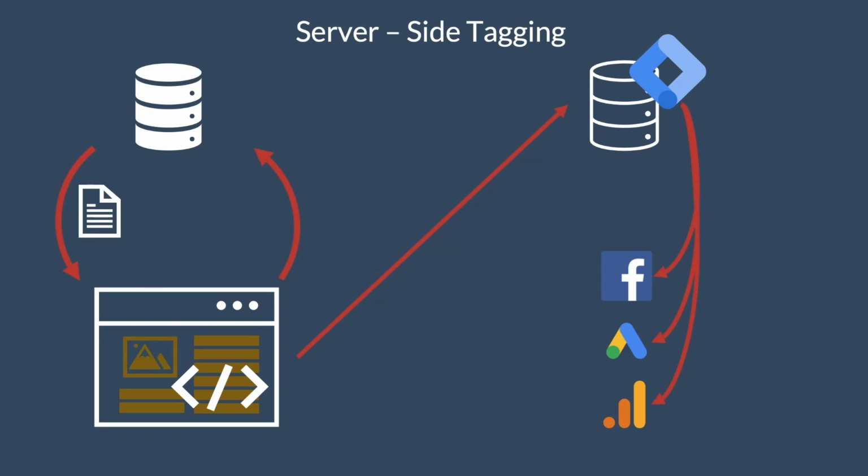Now, the big advantage of a server-side instance is that we have much more control over what data goes onto these marketing vendors. So if you wanted to redact any kind of information, for example, if you have an email address in your URL, you could take that out before sending that over to Google Analytics, where the terms of service don't want you to send any PII, personal identifiable information, into their systems.